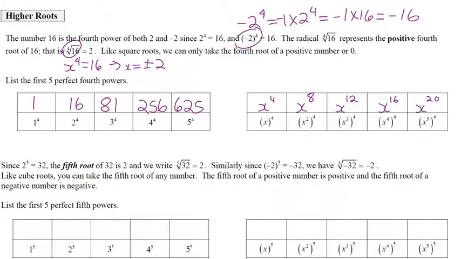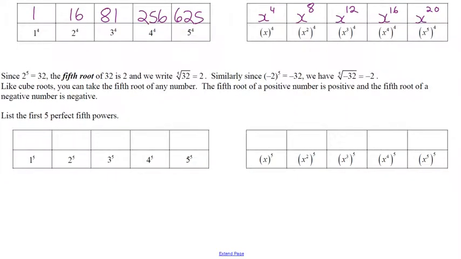Since 2 to the 5th is 32, the 5th root of 32 is 2, and we write the 5th root of 32 is 2. Similarly, since negative 2 to the 5th is negative 32, we take the 5th root of negative 32 as negative 2. Like cube roots, you can take the 5th root of any number. The 5th root of a positive number is positive, and the 5th root of a negative number is negative. This will also hold for 7th roots, 9th roots, 11th roots, basically any odd power.